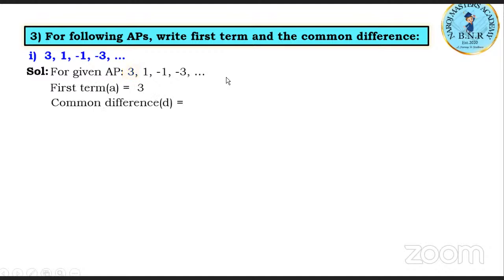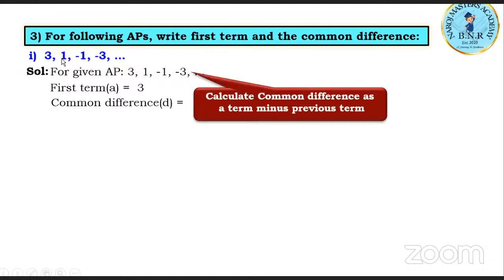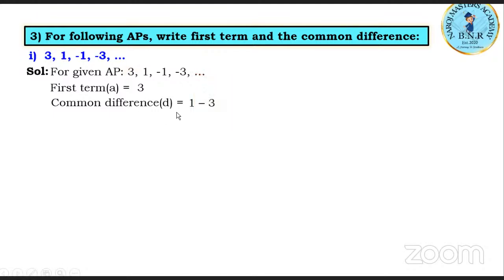What is the common difference? 1 minus 3. Simply 1 minus 3 is equal to what is the answer? Minus 2. So 3 comma minus 2 are the first term and common difference here.